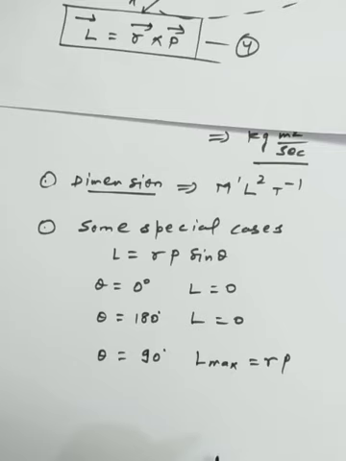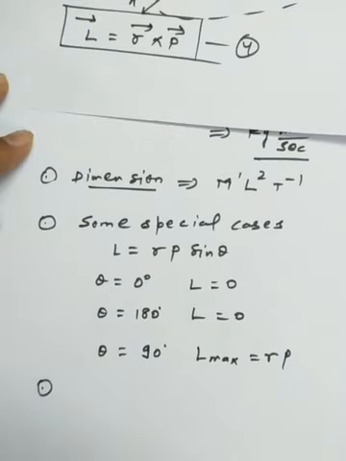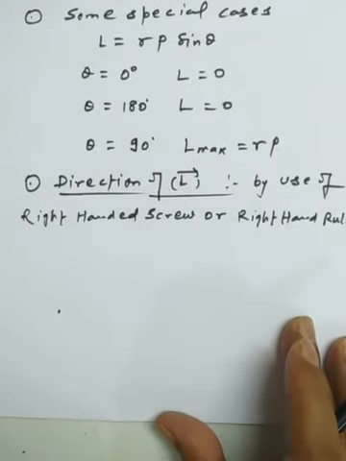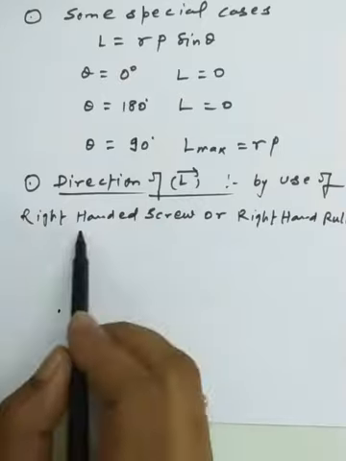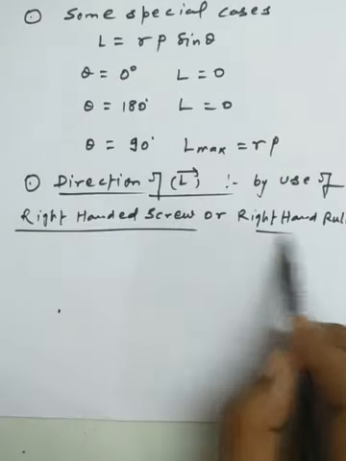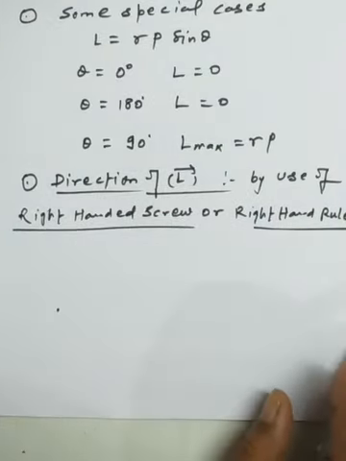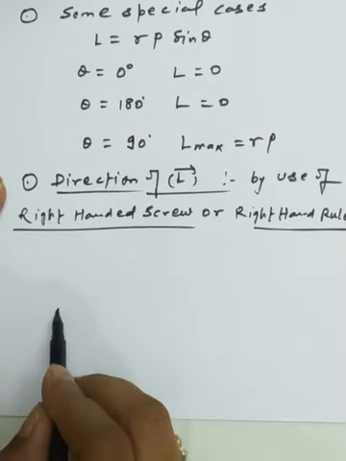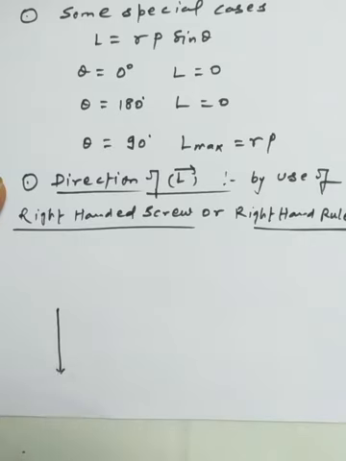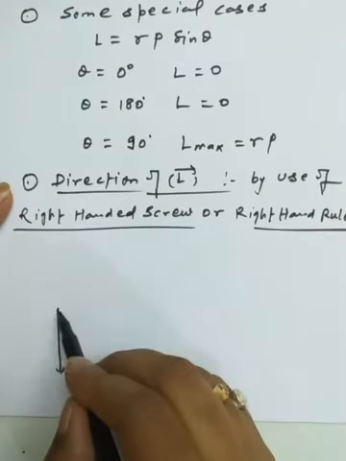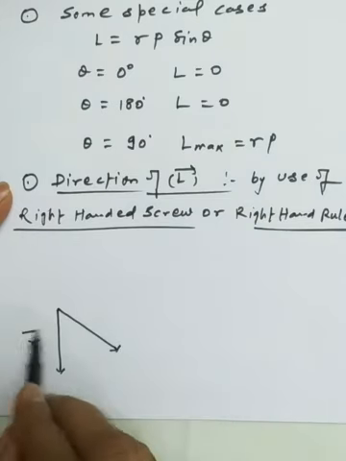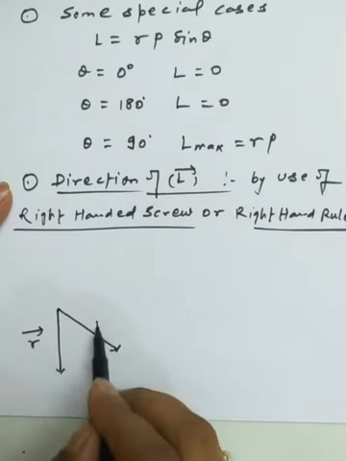Now we want to find out the direction of L. What is the possible direction? To find the direction of L, I am using the two simplest rules: either the right-handed screw rule or the right hand rule, whichever you use. I am using the right hand rule here. I am assuming two vectors in the plane: one is the R vector, the position vector, and the other is the P vector.